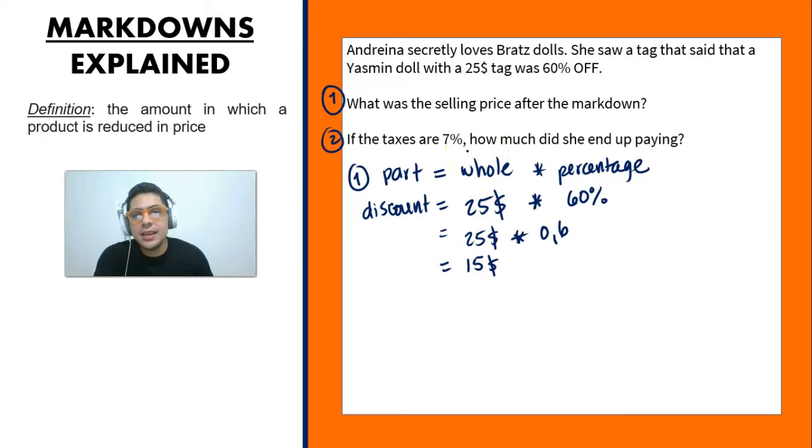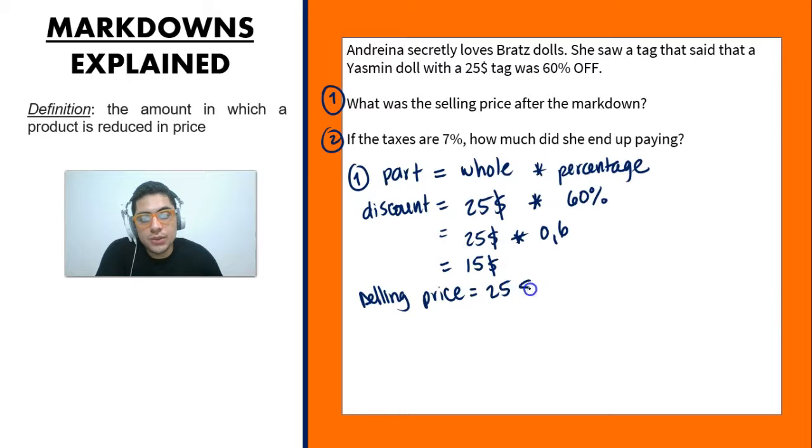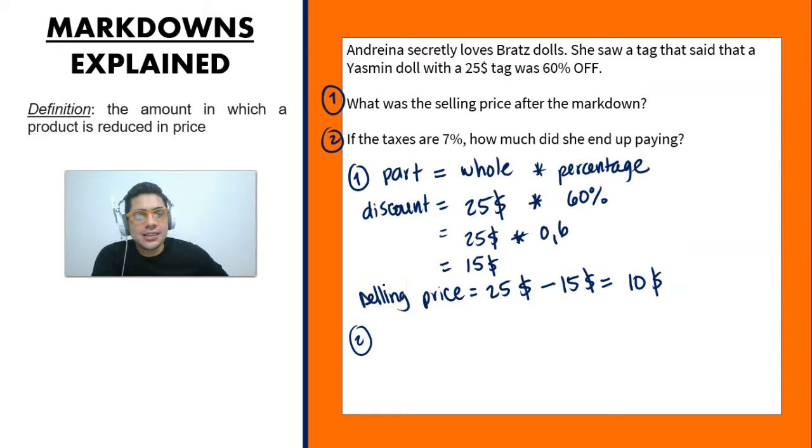So we take the original amount, which was $25, and we discount $15. The selling price is the original amount, $25, minus $15. That means the selling price is just $10. Wow. It is $10, the Jasmine doll. But the second question is, if the taxes are 7%, how much is she going to end up paying?